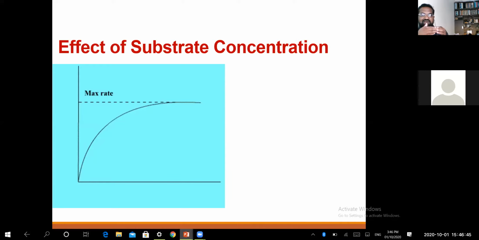After that, if it becomes 1:2, 1:3, 1:4, 1:5, there will be no further increase. That's why you observe that after a particular period of time, when the maximum rate is achieved, the reaction velocity becomes stationary.